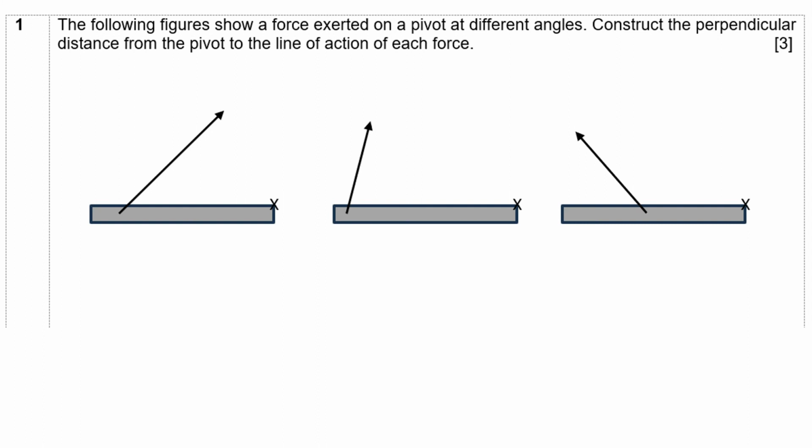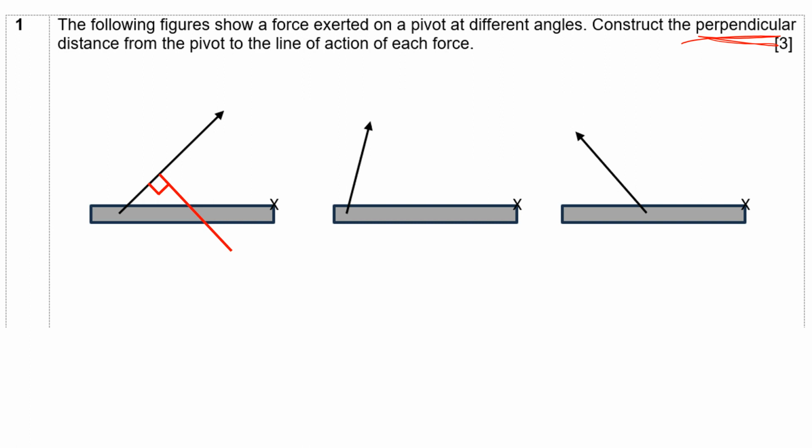Okay, so question 1. The following figures show a force exerted on a pivot at different angles, and we are to construct the perpendicular distance from the pivot to the line of action of each force. So what is the perpendicular distance? You might recall the perpendicular distance must be, number 1, perpendicular to our force. So what that means is you have to have it at right angles to the force. Now, of course, it then has to go from the force to the pivot.